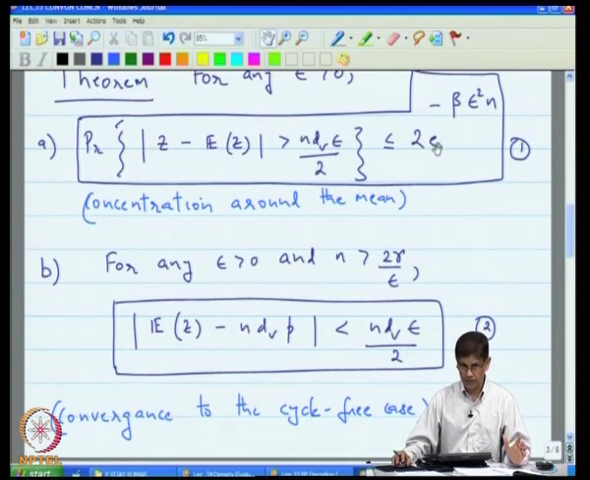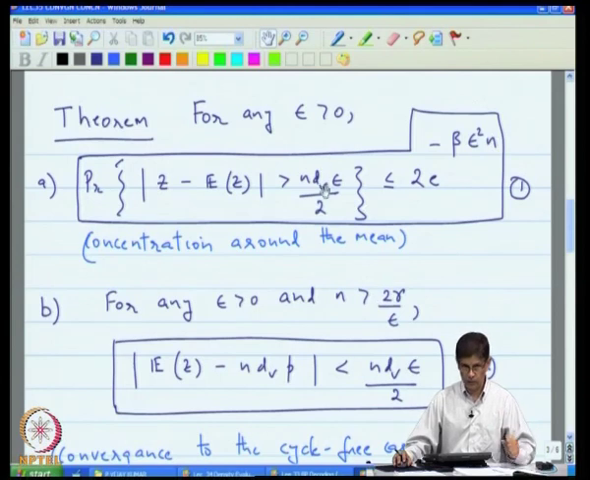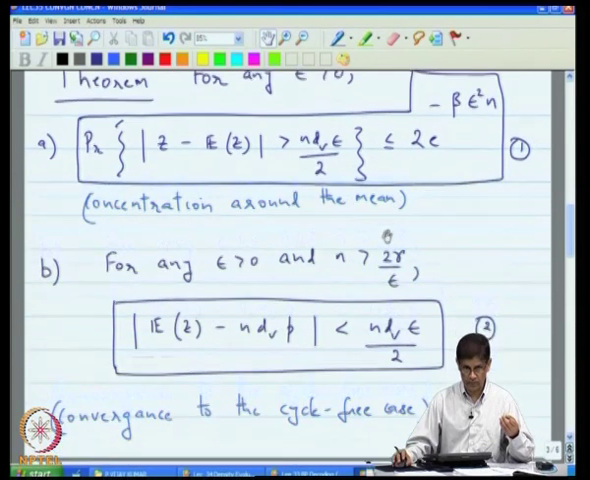Okay, that is how you should read it. Epsilon is a small number that you can choose, n is the number of nodes, dv is the degree of the variable node, and the parameter beta is a constant that is independent of n. It is only a function of the degrees of the check and variable nodes, and again you have n. So this is dying exponentially with n, so that means it is dying very fast. So the probability that it deviates significantly from its average is small. That is why it is called the concentration around the mean.